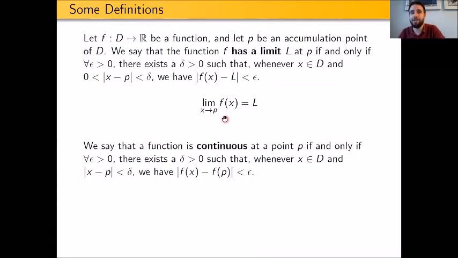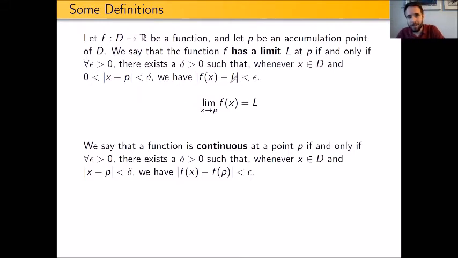Now, let's compare that definition to what it means for a function to be continuous at a point p. We say a function is continuous at a point p if and only if, for all epsilon, there exists a delta such that whenever x is a point in the domain and |x - p| is less than delta, we have |f(x) - f(p)| is less than epsilon. And so this is the definition that we'll be working off of for continuity. And I want to start just by pointing out the major differences between these two definitions, because there are a lot of similarities, as you've noticed.